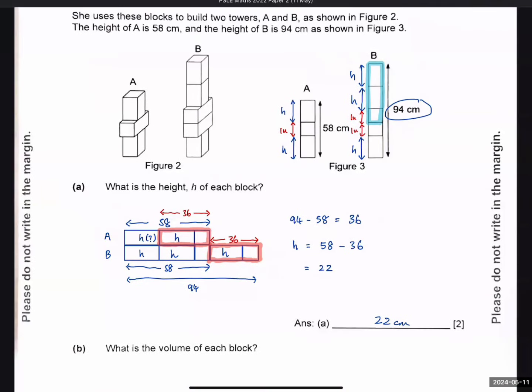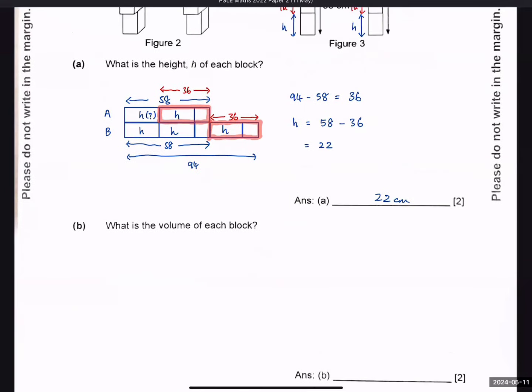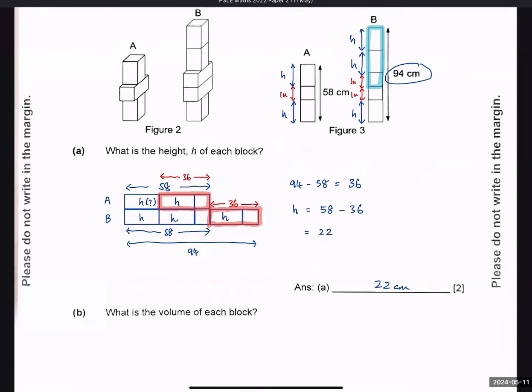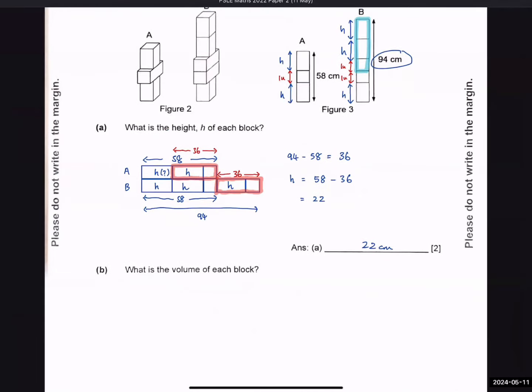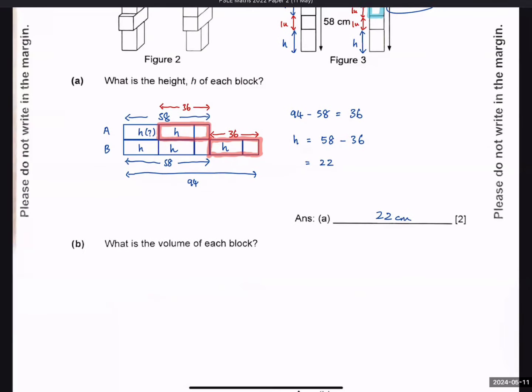Now that you have found H, the question asks you to find the volume. If you find H, the volume is 3 marks. To find volume, you realize that all the blocks are the same. They are just arranged in different orientations. So you go and find the volume of one block. To find the volume of one block, you need to find the length of the square base. And to find the length of the square base, you take 36 minus the height, which is 22, to give you 14.